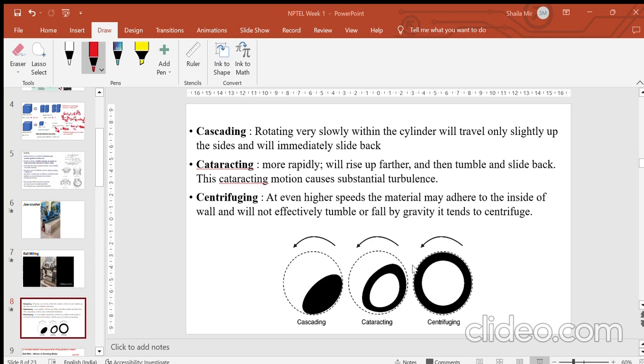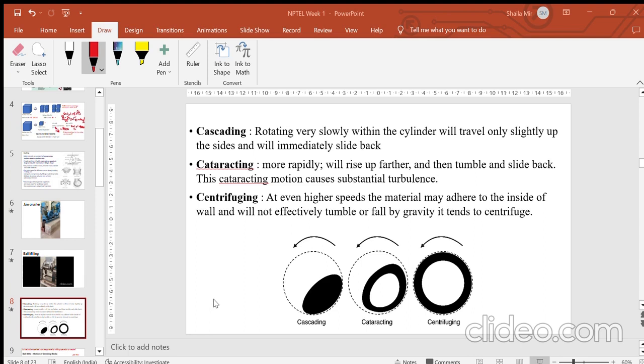So what we have is a centrifuging force. The centrifuging force is the most undesirable phenomenon for the ball mill because this occurs at very high speeds. All of your charge material will be stuck to the walls and it will not result in any impact action or any forces for crushing of your material, right?